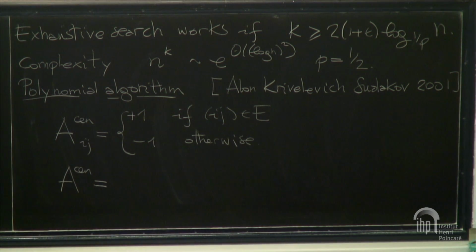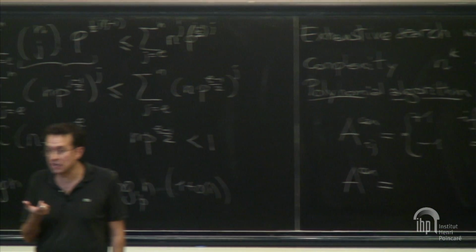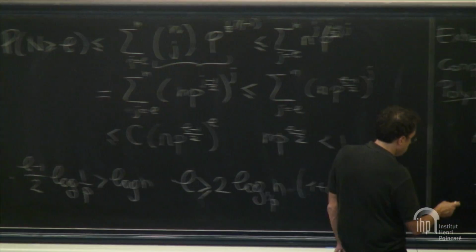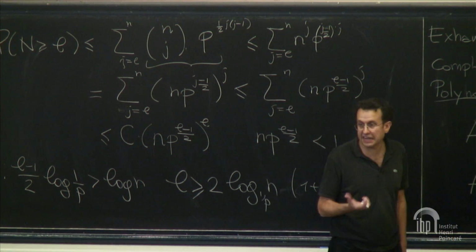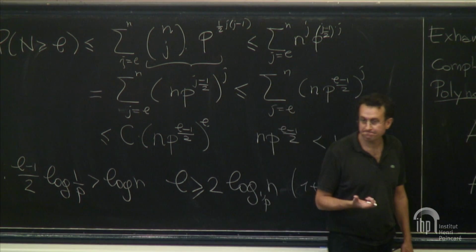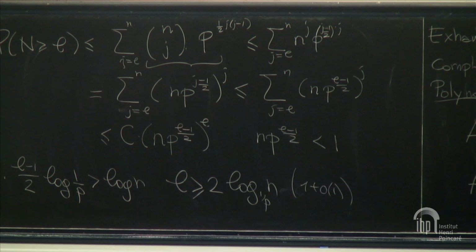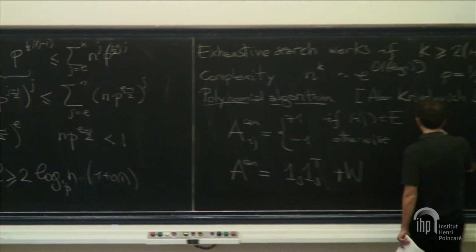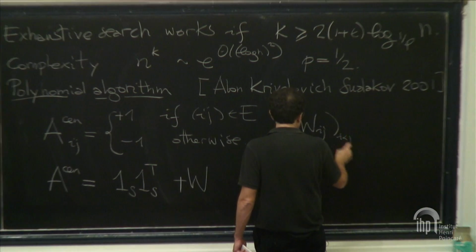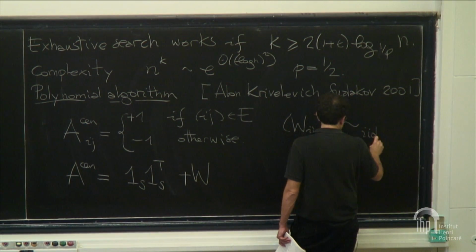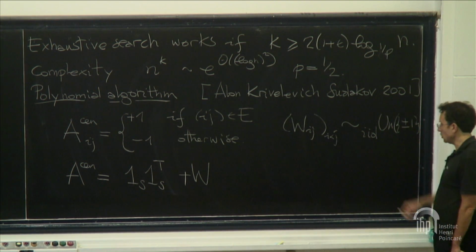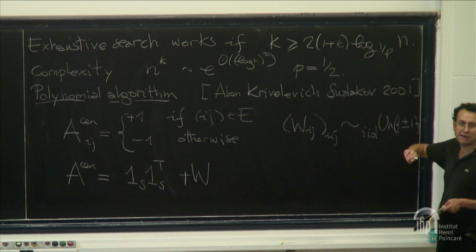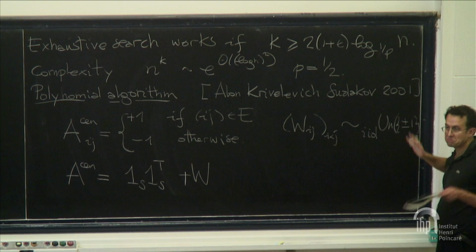Well, on the set S on which I planted the clique, I will see only ones, because I have all edges. So if I had only the set S, I would see 1_S 1_S transpose, where 1_S is just the indicator vector of the set S. All the other entries are plus or minus 1 IID. So let me introduce a matrix W where W_ij, i less than j, are IID uniform in plus minus 1. It's a symmetric matrix with entries above the diagonal that are just fair coins.